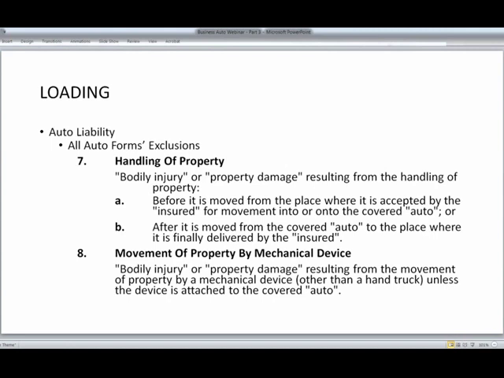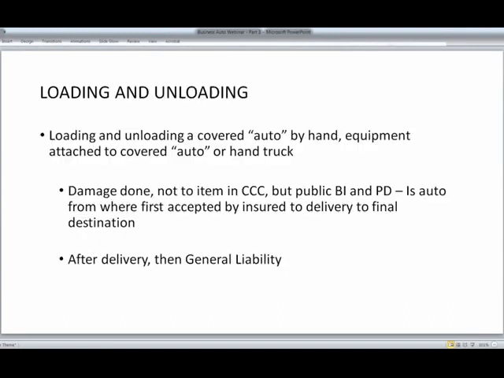So auto form, again, showing you just where the auto form says before, the general liability form under the definition of loading and unloading says after. Where the auto policy says after, the general liability policy says before, and then conforms for the hand truck and attached equipment, just to point out where those definitions are. So loading a covered auto by hand equipment attached to covered auto or hand truck, damage done not to the item that's in care, custody, control. You still need a cargo policy. An auto form from the first accepted by the insured until the final delivery. After the delivery or before the movement starts, then that is general liability.